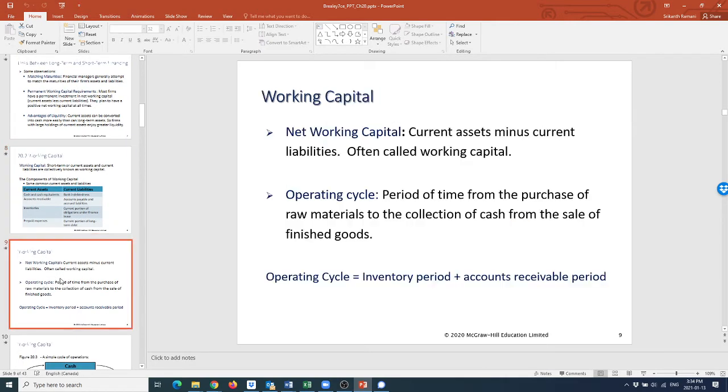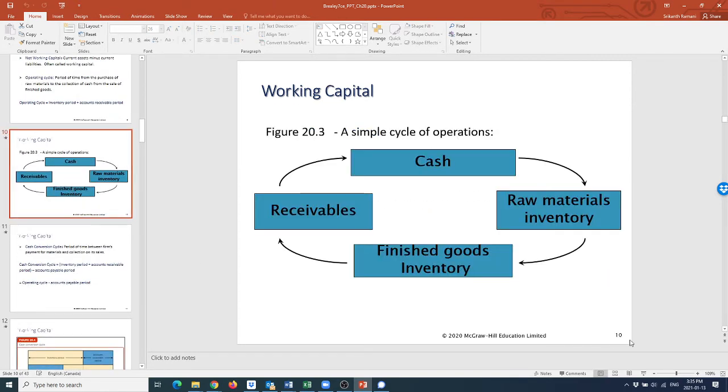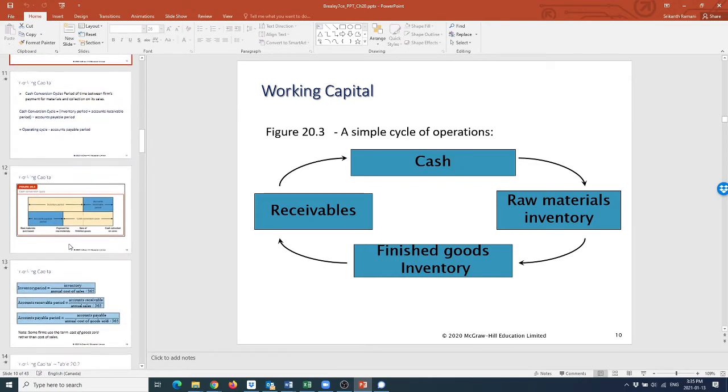Typically, when we talk about working capital, we are also talking about knowing what the operating cycle is. Just a quick refresher from your accounting courses: it's the period of time from the purchase of the raw materials to the collection of cash from the sale of finished goods. So you have your cash, you purchase material, you get your finished goods inventory, you sell it to your customer or to the store, and you wait a month, or two or three months, in receivables. Finally, whoever you sold it to gives you the cash and you get the cash back. This is known as the operating cycle.